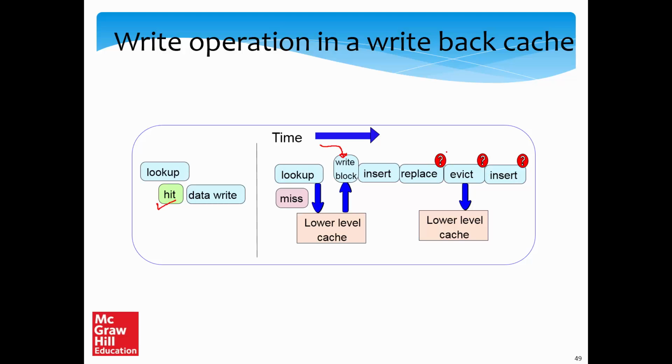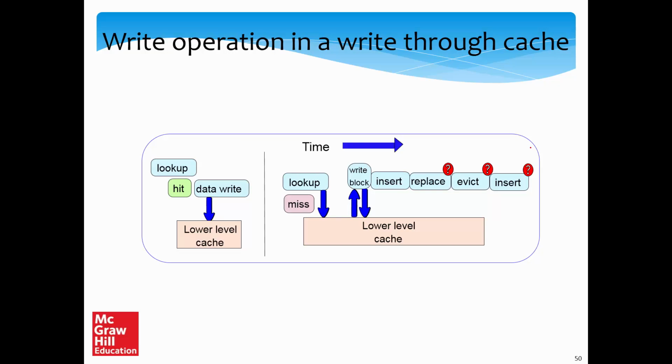So we find a candidate for replacement, we evict it, and there can be a necessity of writing it to the lower level also because it's a write back cache, and then we insert the new line. If it's a write through cache, something else needs to be done.